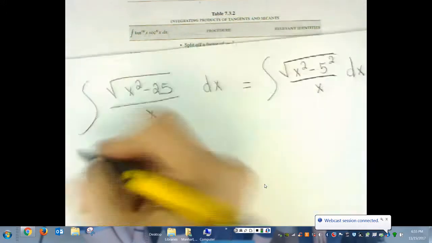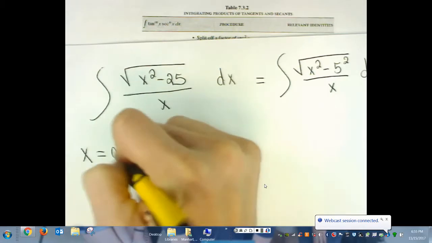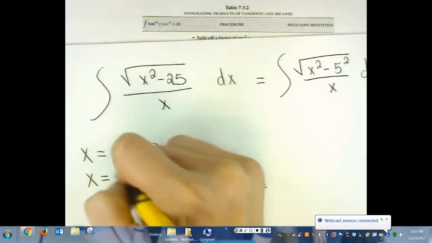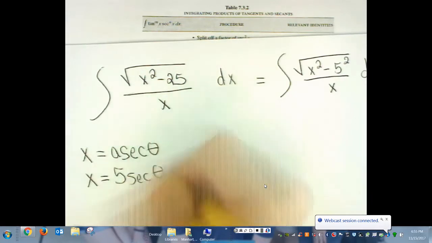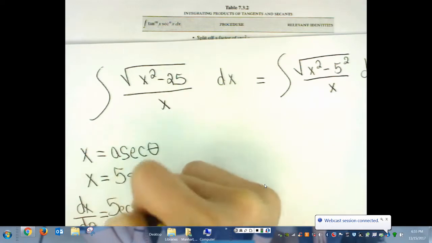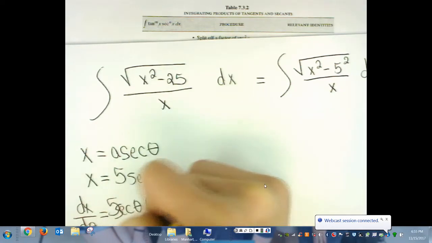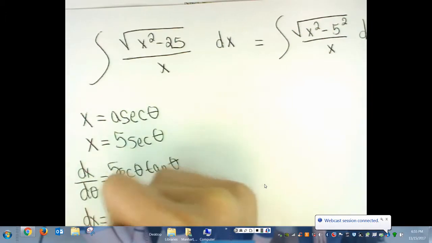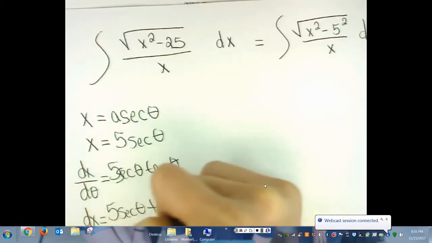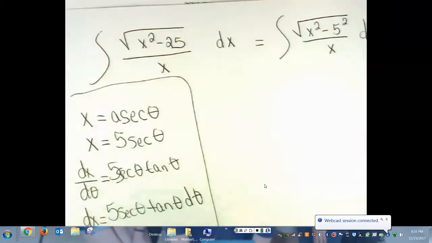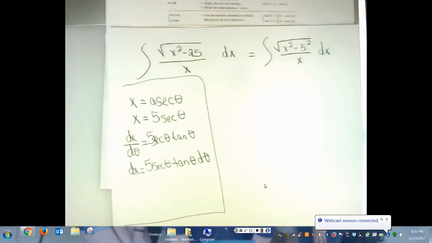Off to the side, I'm going to say that x is a secant theta, which in this case specifically x is 5 secant theta. Then you need dx d theta, and that's 5 secant theta tangent theta. So dx is 5 secant theta tangent theta d theta. And I can go ahead and perhaps draw a triangle, but I'll wait on that and see if we actually need a triangle. We'll see.